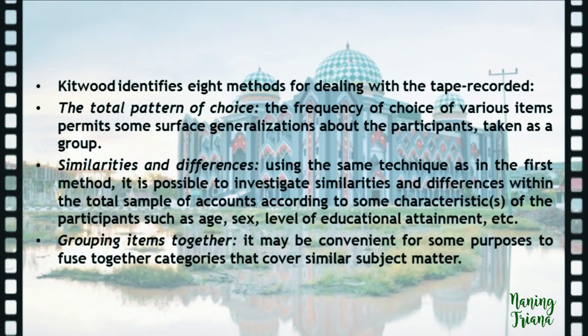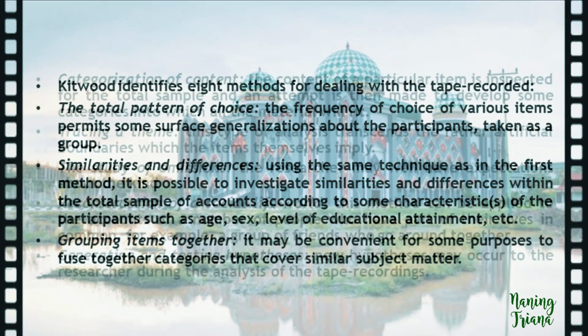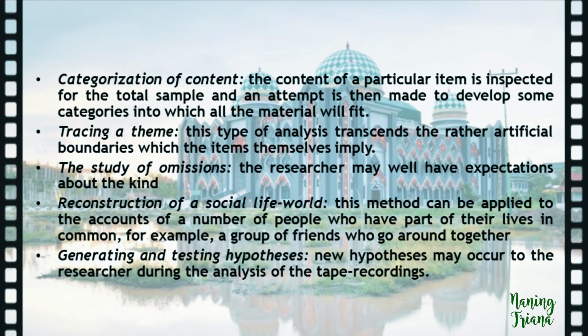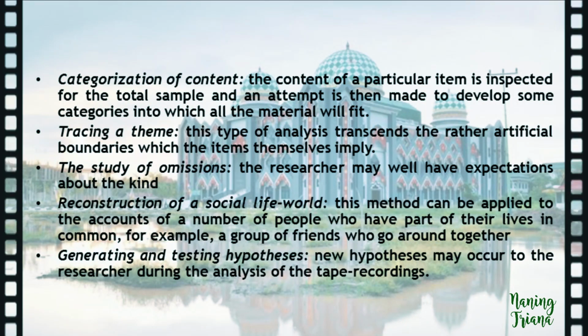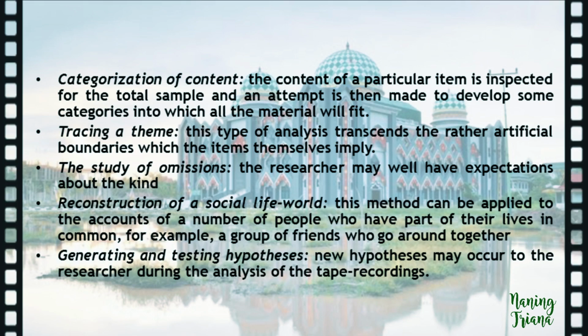Okay, Heath identifies 8 methods for dealing with the tape recording. The first, the total pattern of choice. The second, similarities and differences. And then the third, grouping items together. And the fourth, categorization of content. The fifth, tracing an attempt. And then the sixth, tracing an attempt. And the seventh, the study of omission, and the last, reconstruction of a social life world. The next, generating and testing hypotheses.